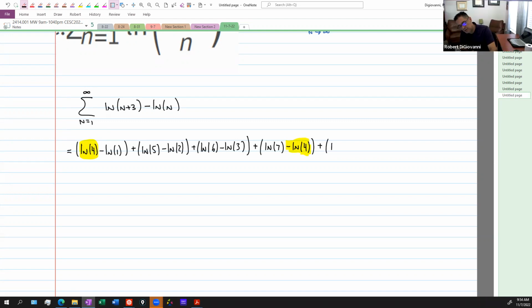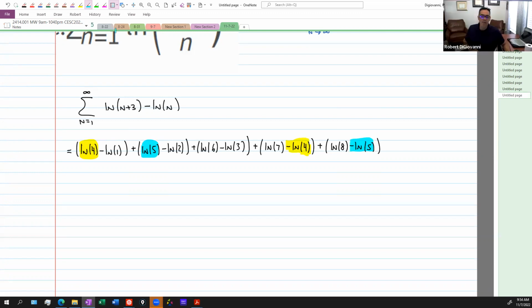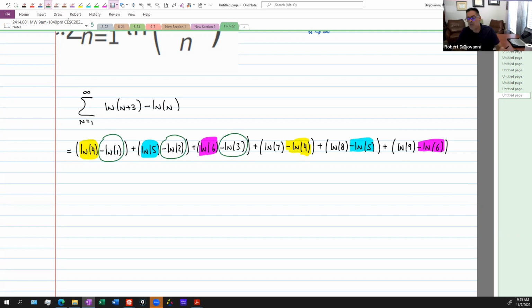Then when I do the next term, it'll be natural log 8 minus natural log 5. Does that natural log 5 go away? Yeah, do y'all see it right there? The next term, I'm going to get canceling, right? Natural log 9, and then I'm going to have minus natural log 6. That natural log 6 should go away. So what doesn't go away? The first three subtractions. The first three of these, this one, and that one, those three never went away.